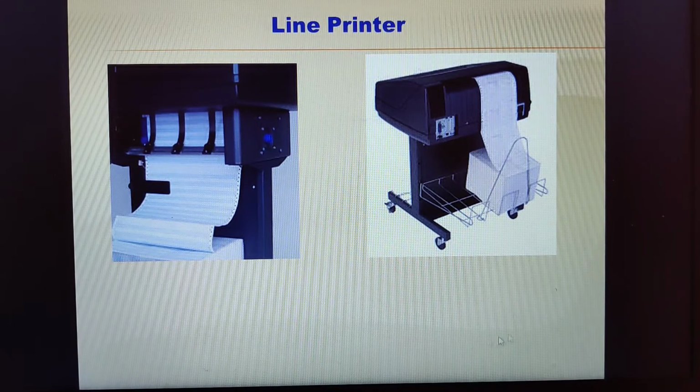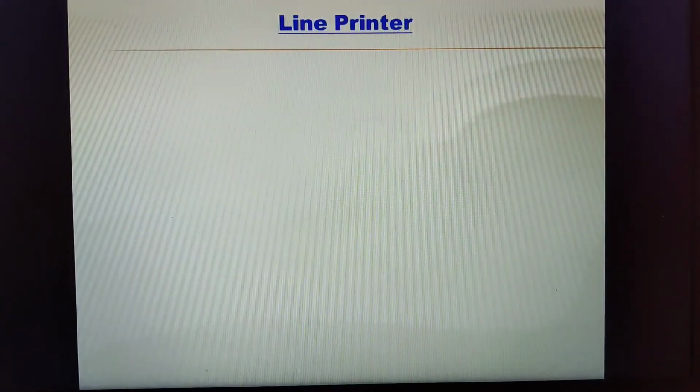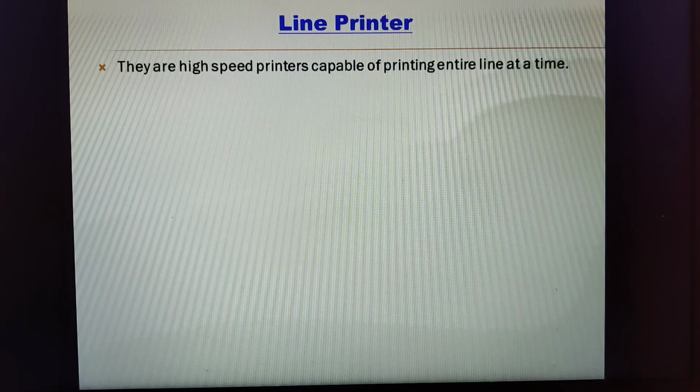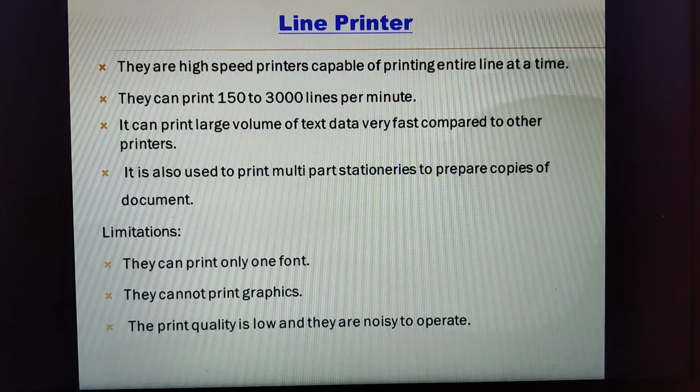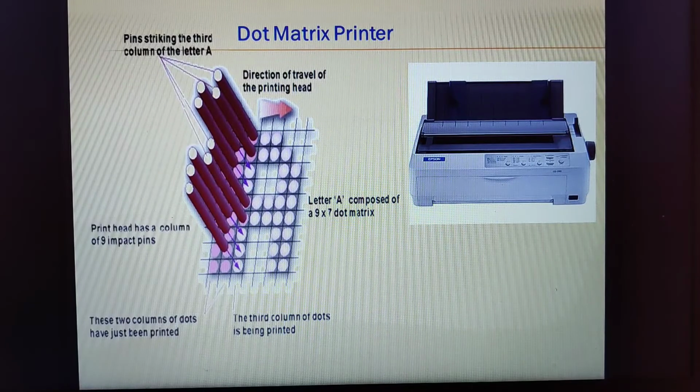And here the print quality is comparatively a little bit low, and they are very noisy to operate because they are using some striking mechanism in the line printer. So this is all about the line printers. Alright, so now let us discuss the next type of the printer, that is dot matrix printers.